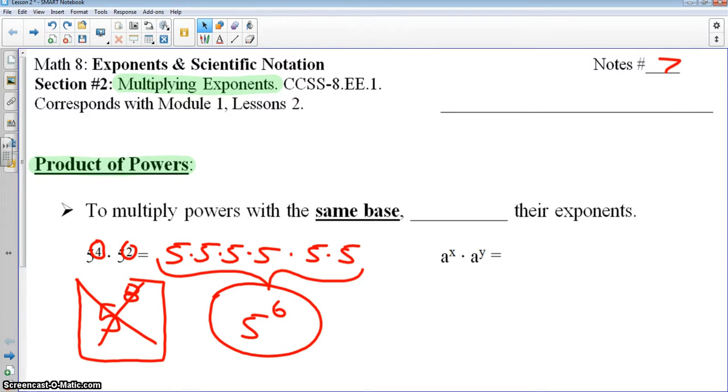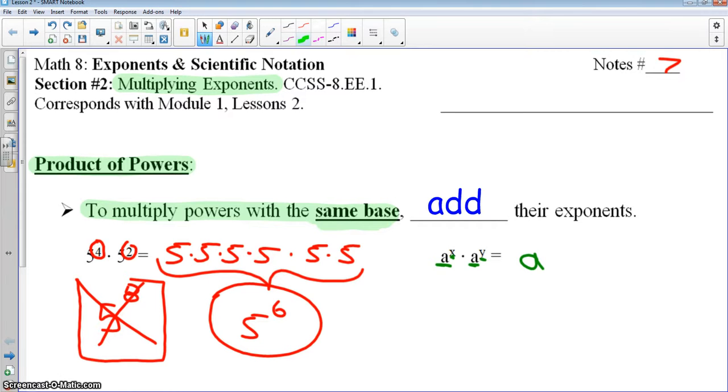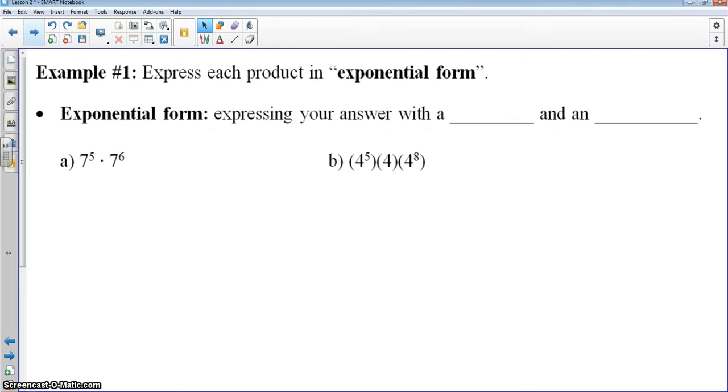So to multiply powers with the same base, very important that we're dealing with the same base, you simply just add their exponents. Again, as a rule, notice how these have the same base. You just take the base, leave it the same. Whatever the exponent is, doesn't matter what they are, you would add them, x plus y. And that is the general formula. All right, let's try some problems.